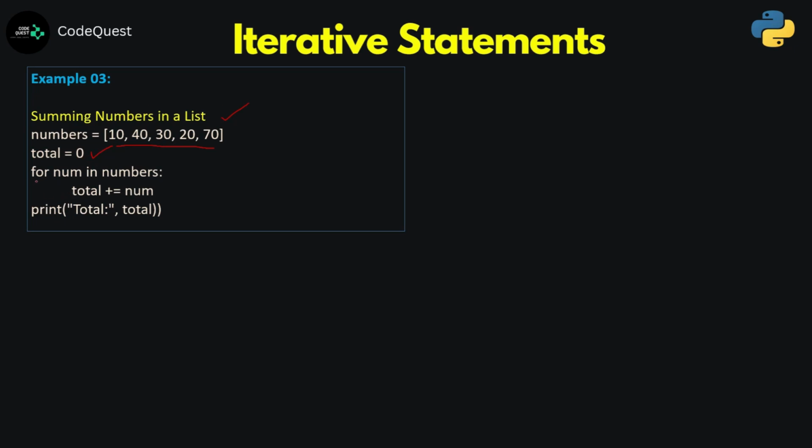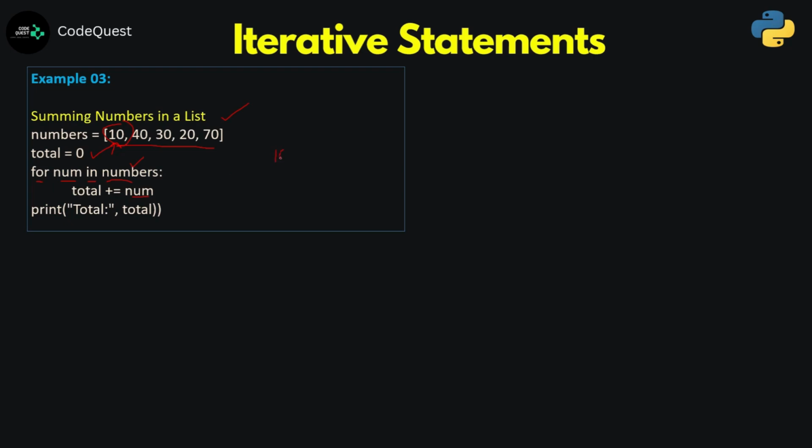Now here we have taken the for loop. We took a variable, let's say num, in numbers. What is numbers here? The list. So num is going to take up each of the values present inside this list, which means for the first time num is going to take up 10. Now the same 10, that is the num value, is added to the existing value of total, which was earlier 0.